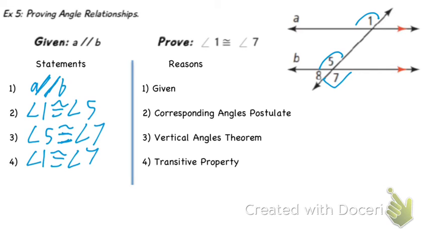You guys could also use the substitution property if you clarify what you substituted. Questions on this one at all? So this proves that the alternate exterior angles theorem is a thing. Continuing on.